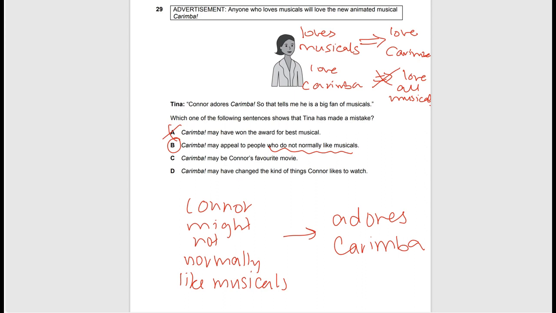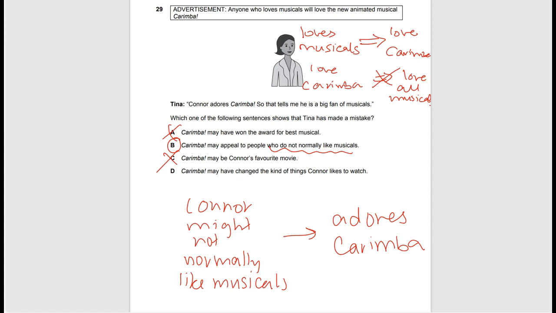Let's go through the other options as well. C says Karimba may be Connor's favorite movie. That could be true, but this statement doesn't show that Tina has made a mistake. It makes a claim that could be true.